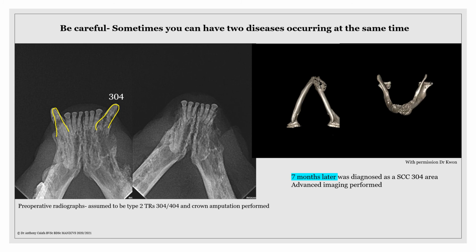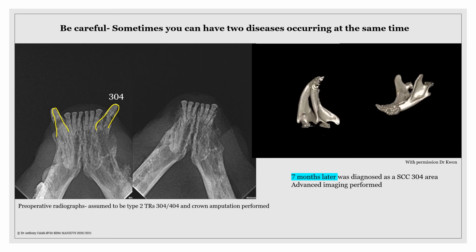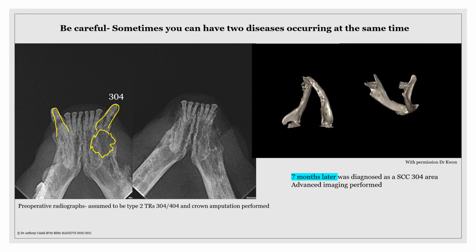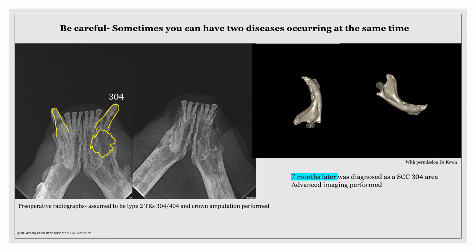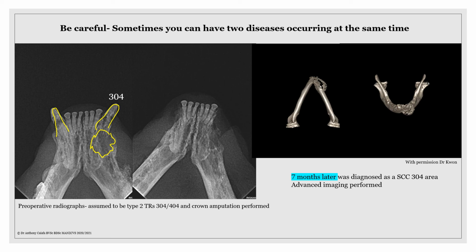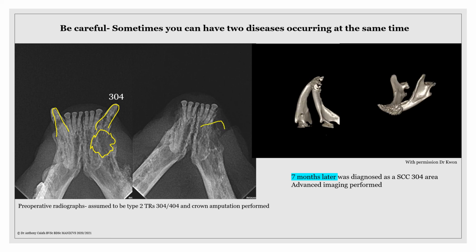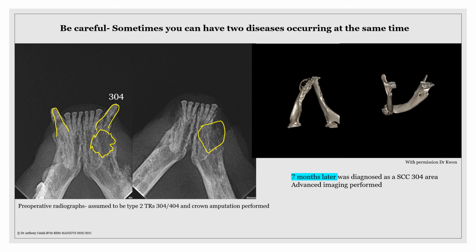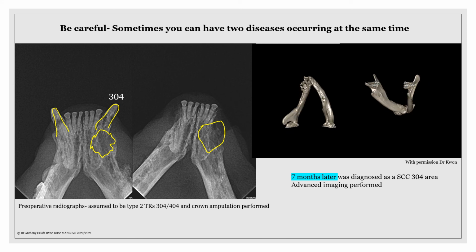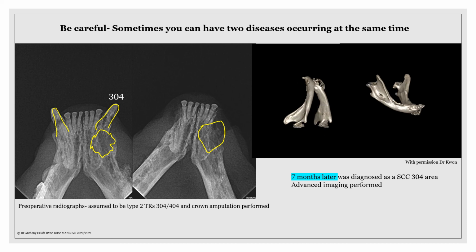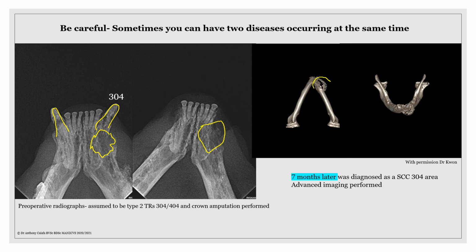The only thing that you comment on is that there's a lot more bony destruction in this area here around 304. This is the post-operative radiograph where both those teeth have been crown amputated, with intentional root retention. Unfortunately, 7 months later, a mass started to grow in this area here, and that mass ended up being a squamous cell carcinoma. So you can see the 3D reconstruction of CT. You can see the mass, quite an extensive bony and lytic mass occurring in this area here.